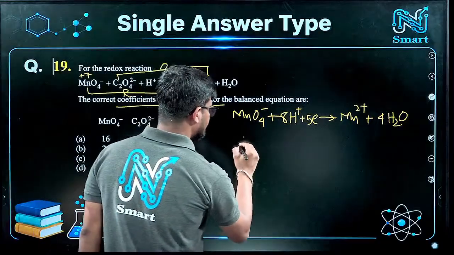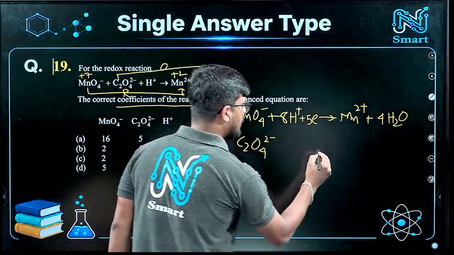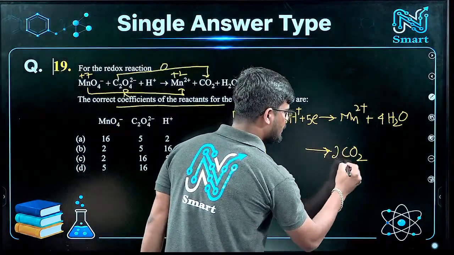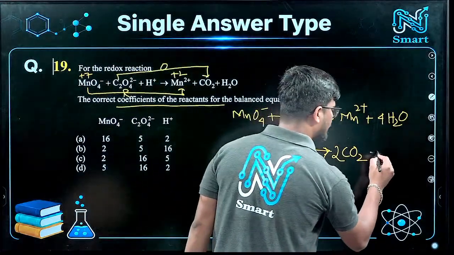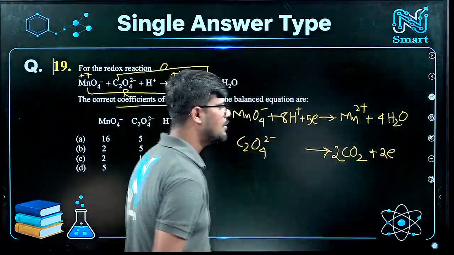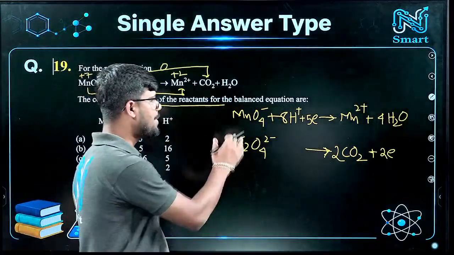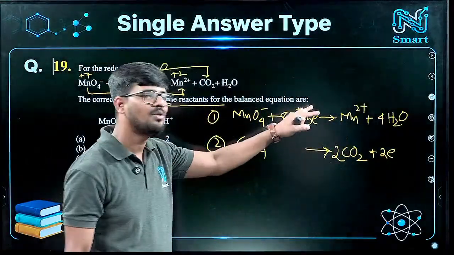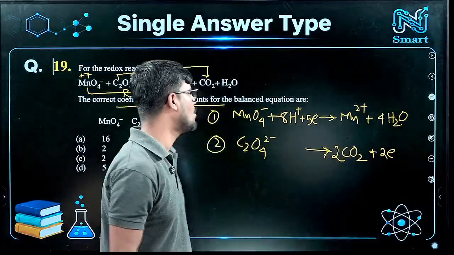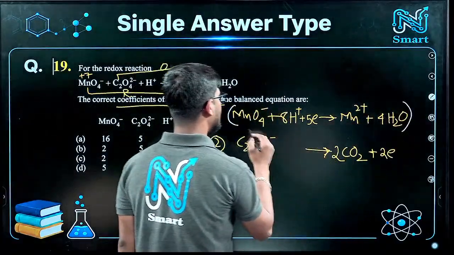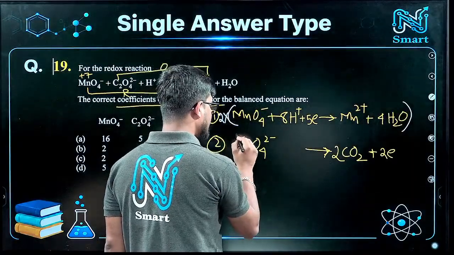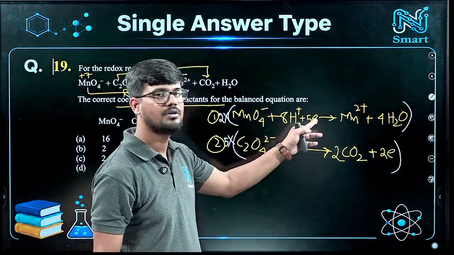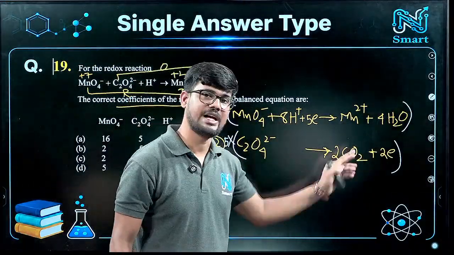Next equation, C2O4 2 minus, from that we are getting CO2. How to balance the atoms? Just put 2 here. Now how will we do charge balance? Plus 2 electrons. So now charge and atoms are both balanced. These two are separate reactions. This is 1 and this is 2. Now how to combine? Before that we have to equalize the number of electrons. There 5 and here 2. How will we do that? Multiply the entire first equation by 2 and the entire second equation by 5. Then in the first case the total number of electrons is 5 into 2, 10, and in this case also 5 into 2, 10.